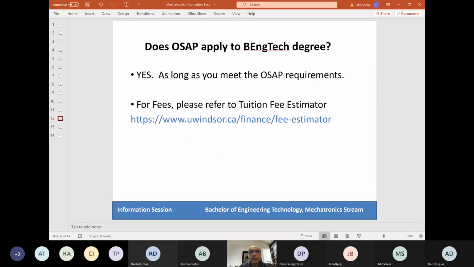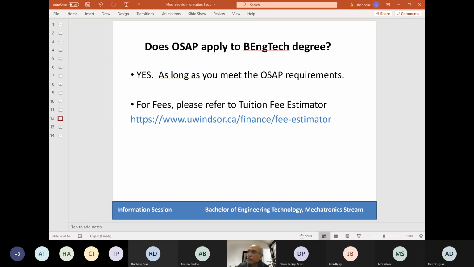In terms of eligibility for OSAP, as long as you meet the OSAP requirements, you can apply for OSAP. And in terms of tuition fees, there is a difference between international and domestic, but for the tuition fee estimator, you can refer to this link, and it's going to give you a number that you should expect to see in terms of your tuition.